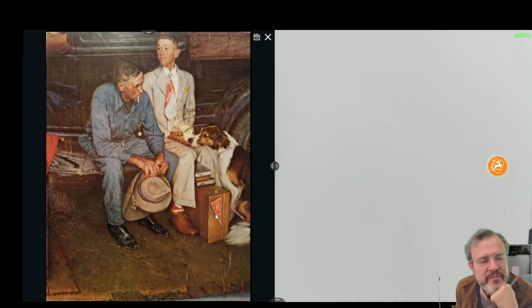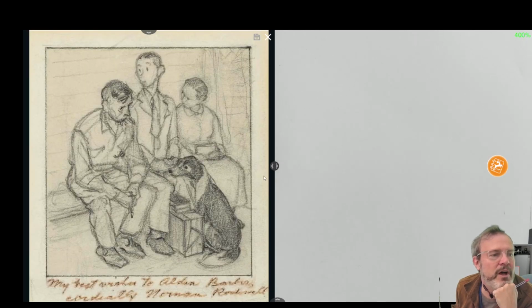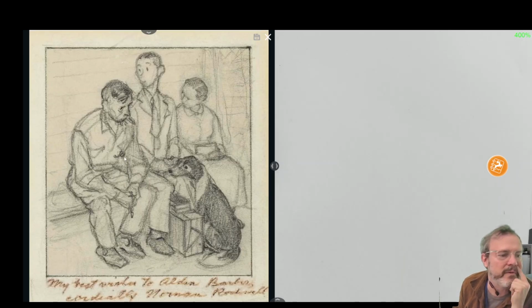Notice the little detail of the flag on the suitcase. It just says State University, State U. And the dog also knows that he's leaving and seems pretty sad, as a dog would be. You'll notice that in the study that we're going to draw, the mom was also in the picture, and Norman Rockwell took that out. Yeah, is it on a truck? No, looks like a bench.